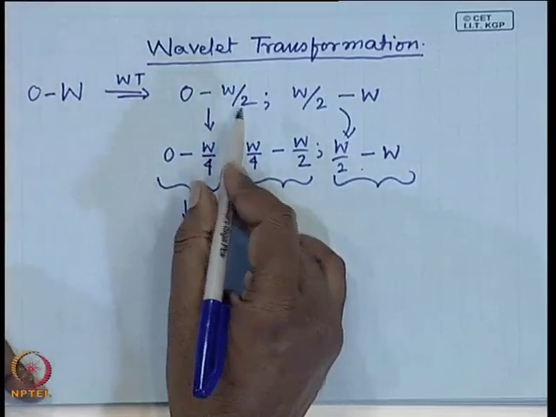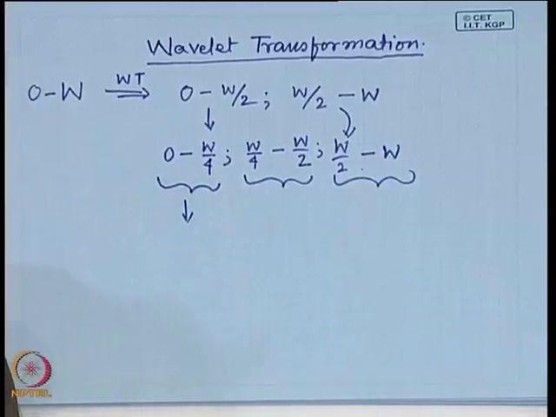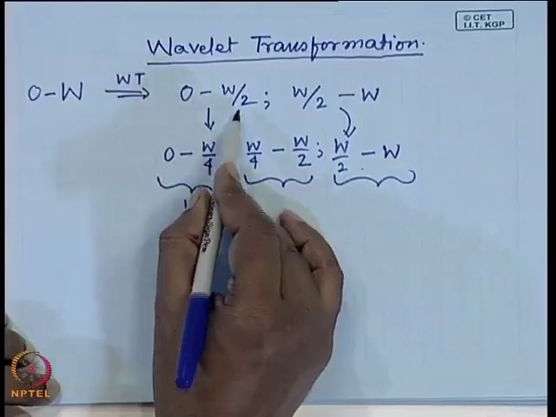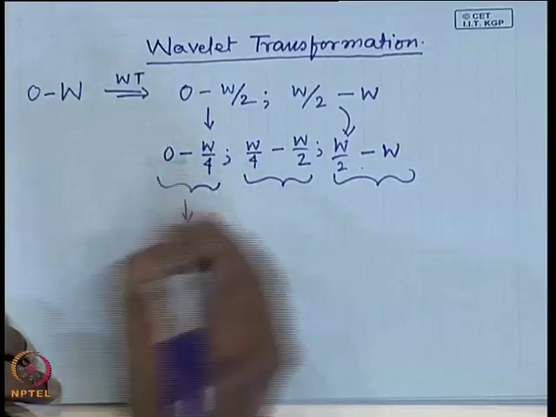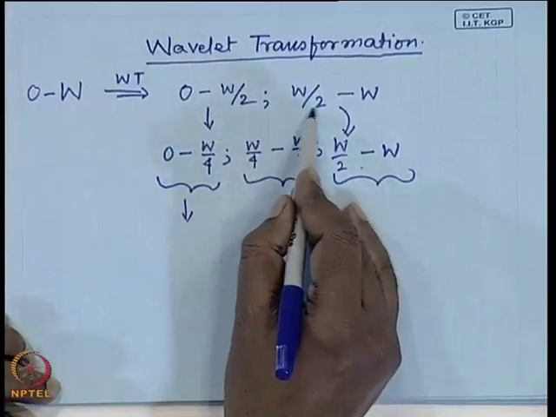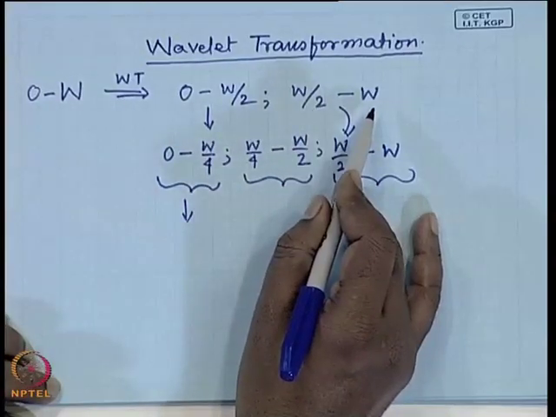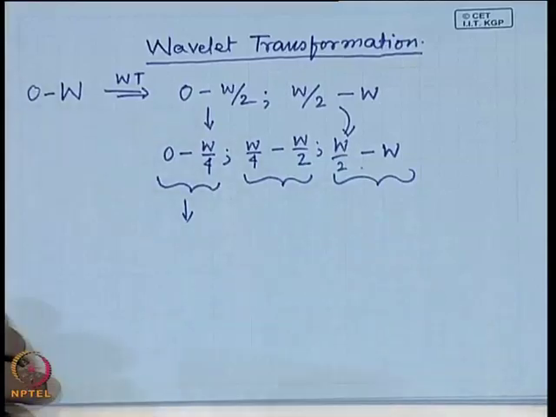Over here you find that I have the original signal of bandwidth 0 to W. When I convert this into a signal of bandwidth 0 to W by 2, naturally the detailed information present in the signal is lost, because I am removing the high frequency components. So, this 0 to W by 2 is a coarser version, the same signal at a lower resolution. Whereas the higher subband, W by 2 to W, gives you the detailed information which is present in the image.